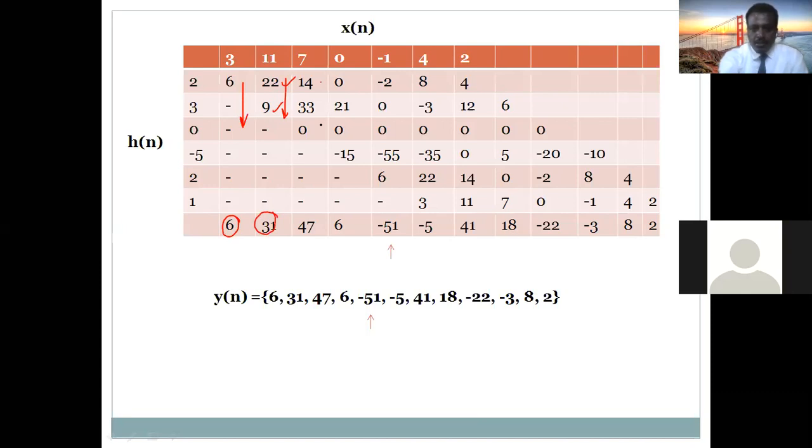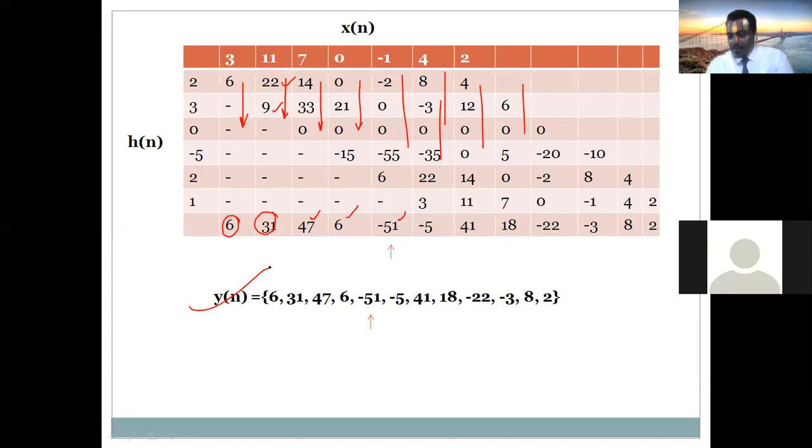Next, we have 3, 14 plus 33 plus 0, 47. Next, this column 0 plus 21 plus 0 plus minus 15, we get 6. Minus 2 plus 0 plus 0 minus 55, 6, we get minus 15. Okay, so we add vertically in this table. Finally, we get our output y of n.